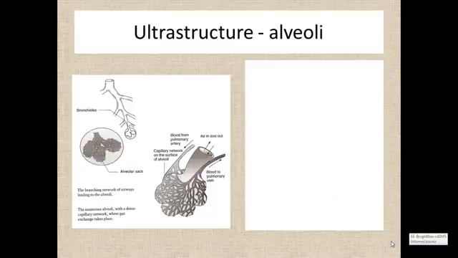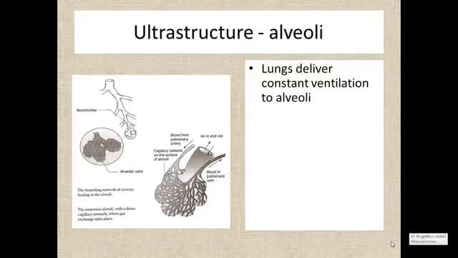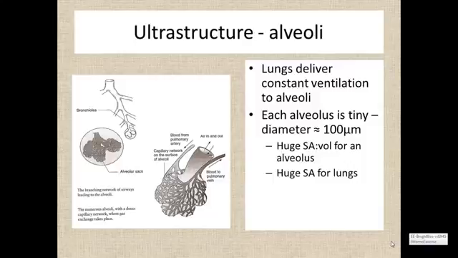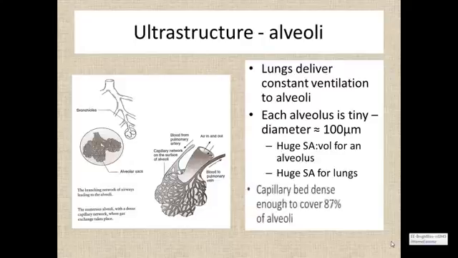By that we mean getting down to the nitty-gritty of what goes on the small level. The lungs deliver constant ventilation to the alveoli, and each alveolus is itself tiny, about 100 micrometers in diameter. That's 1/10 of a millimeter. That gives each alveolus a huge surface area to volume ratio, giving us a total surface area for the lungs, which, as we've said, is very, very large.